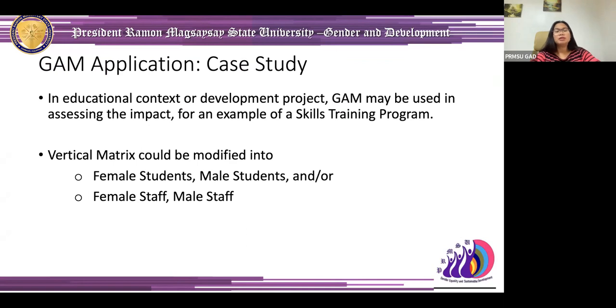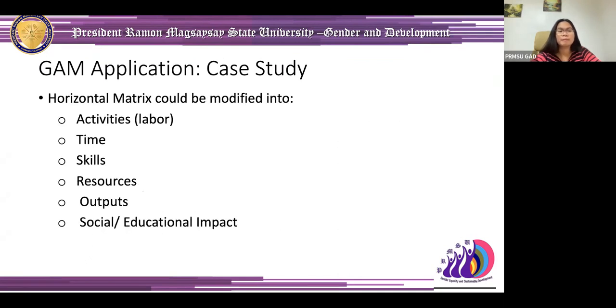So in an educational context of development, iba po sa education yung extension program natin, we can even change yung mga components, rows and columns. Like for example, we can change it to male students, male staff, female staff, and then as I have mentioned, pwede rin natin baguhin po yung columns. Sa horizontal matrix naman po, ay sa columns could actually be changed into activities, time, skills, resources, outputs. It depends on your program.